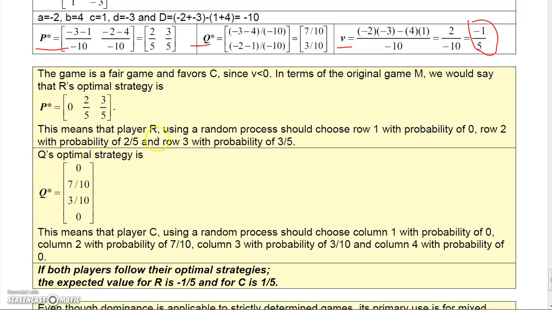This means that player R, using a random process, should choose row 1 never, with probability 0, row 2 with probability 2/5, and row 3 with probability 3/5. And then C's optimal strategy would be 0, 7/10, 3/10, and 0. So never choose column 1, choose column 2 70% of the time, choose column 3 30% of the time, and never choose column 4. Okay?